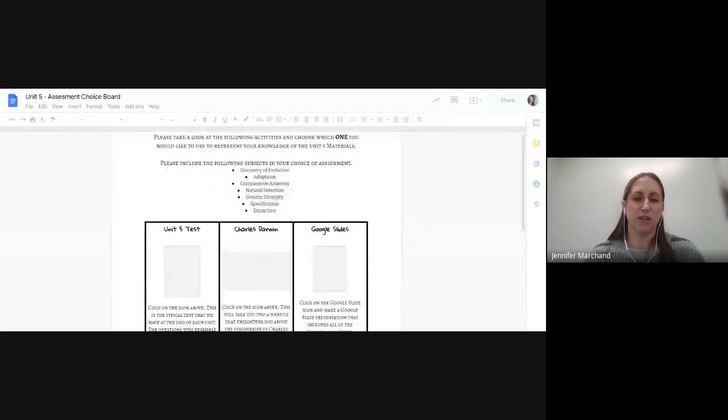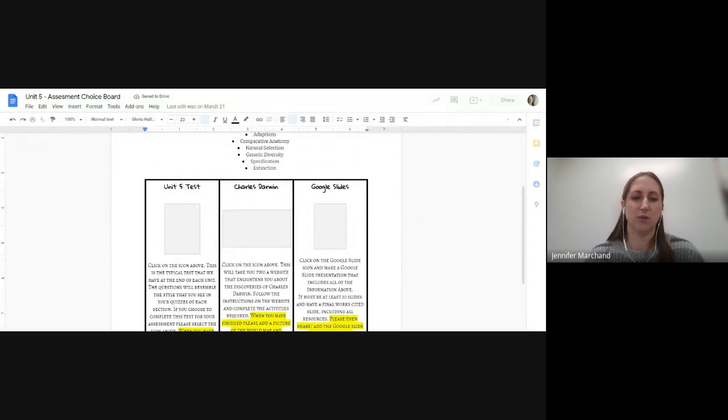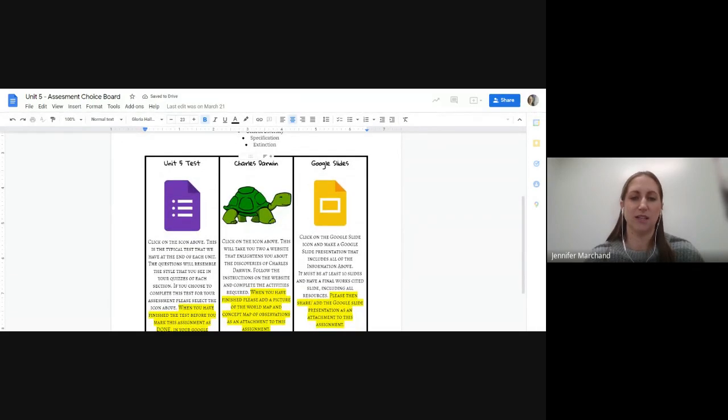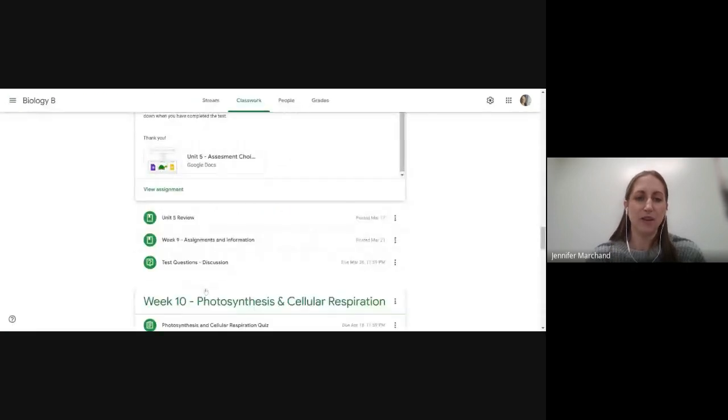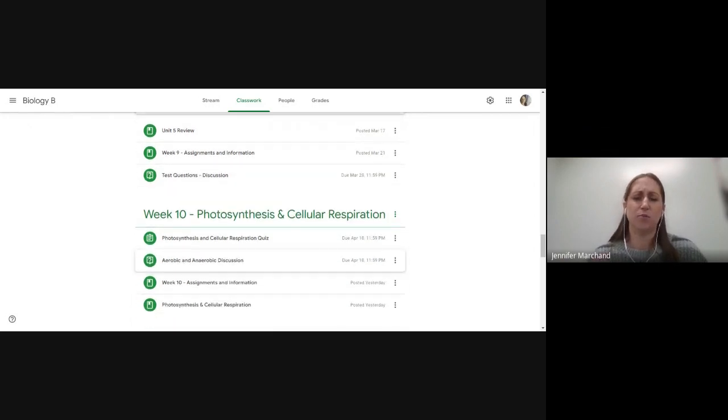So here you have your assessment choice board. You had the Unit 5 test, you had a Charles Darwin website activity, or you had a make your own Google slide activity. Whichever one works for you, just make sure to complete that and get that in so that I can get it graded. As always, please don't forget to do your discussion question. That gets you 4.5 points back on your assessment. So please work on that and do the work you need to. All it does is help to raise your grade.